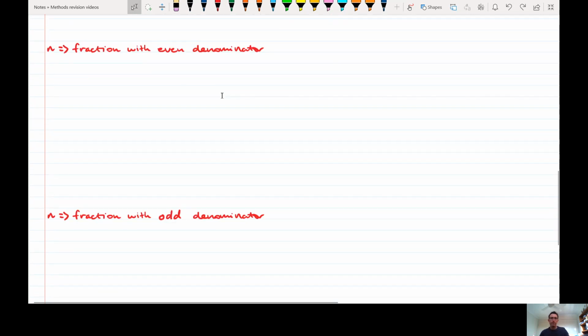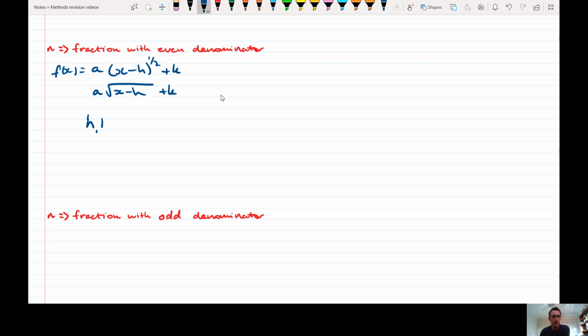Two more cases are where you get fractions with even and odd denominators. Now, first one is even denominators. That'd be something like f of x equals a(x minus h) to the power of a half plus k, which is really a square root graph. Now, with square root graphs, they have an endpoint of h, k. And that is a point where, if you were to look at the graph, the derivative will become vertical. The gradient becomes vertical.